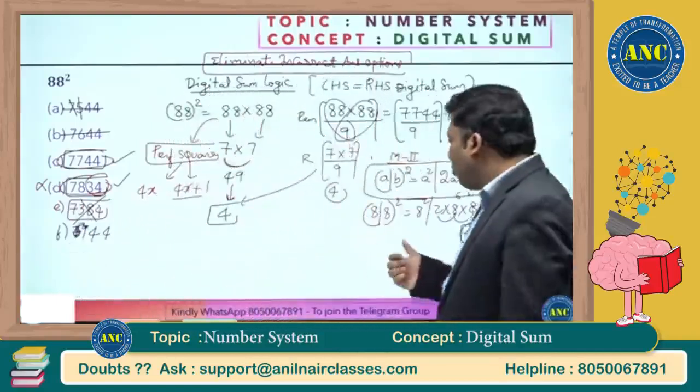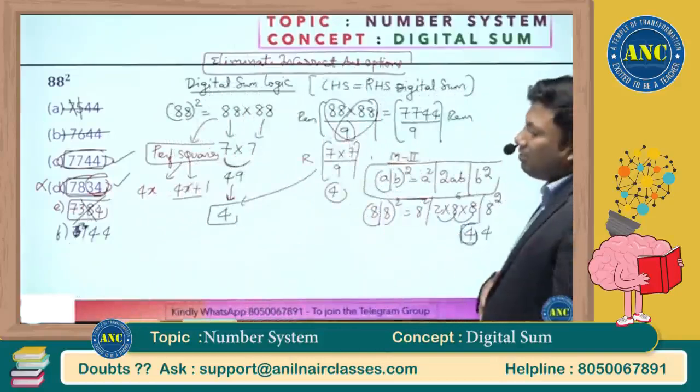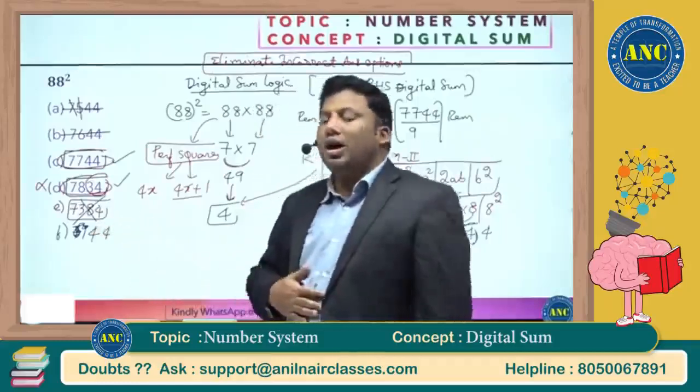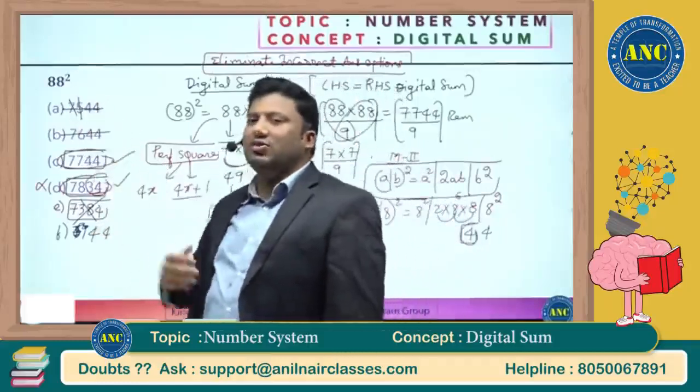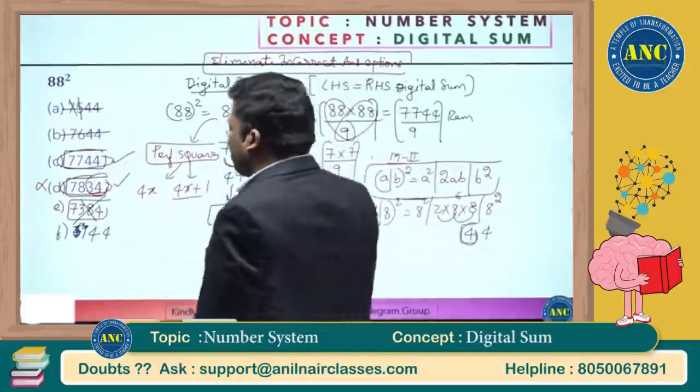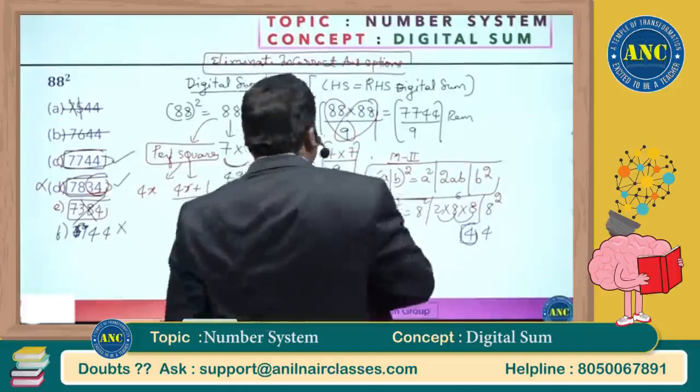Whatever doubt a student might get, what if the tens place is 4? That also I am trying to do. Even if you take 5944 or 6944, 80 square is 6,400. So this cannot be the answer. I hope the idea is clear.